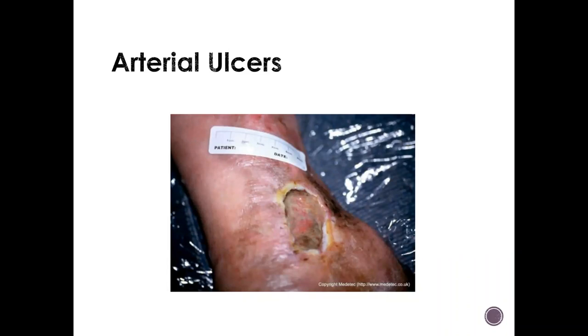These appear punched out, small and round with smooth borders. The wound base is usually pale with or without necrotic tissue. Surrounding skin appears shiny, thin, and dry, and is going to be cool to the touch. They're going to have loss of hair in the surrounding area, and they have delayed capillary refill time in that area as well. These are very painful, especially at night, and they worsen in pain with increased activity.